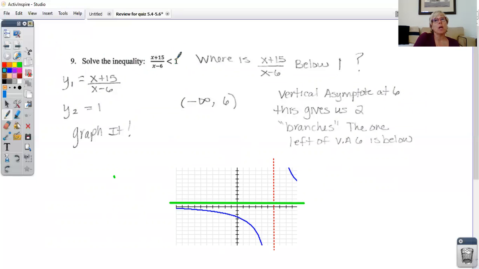Okay, on this one, I don't have a 0 here, so I'm going to have to graph y1 and y2. Put this left side in y1, the right side in y sub 2. And this is a horizontal asymptote in this case. Now, where is this curve below the horizontal asymptote? From -infinity to 6. On the other side of the vertical asymptote, the curve is above. So remember, you always want to include that vertical asymptote as kind of like a cutoff point.